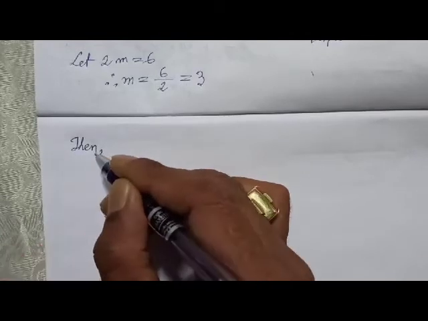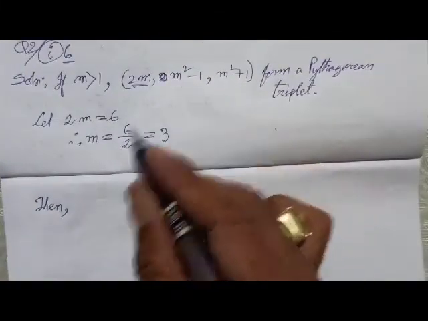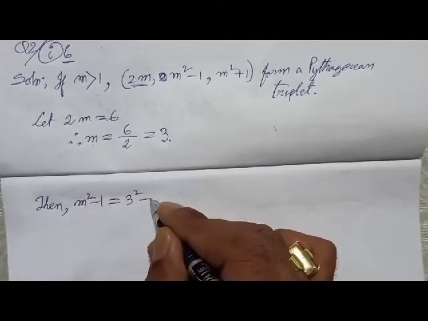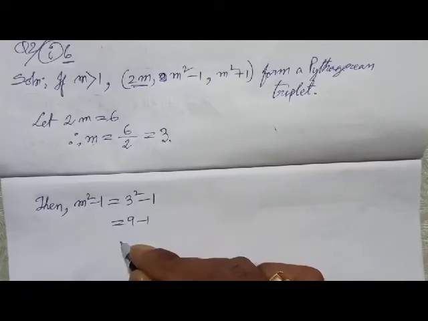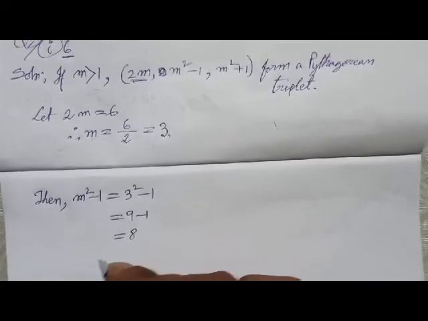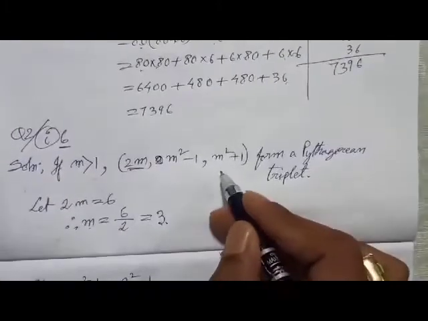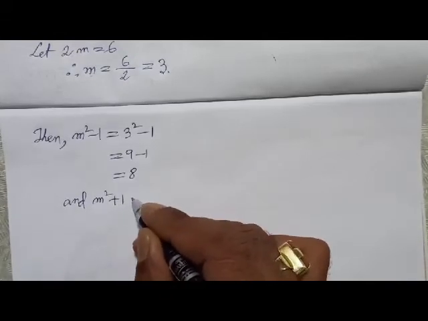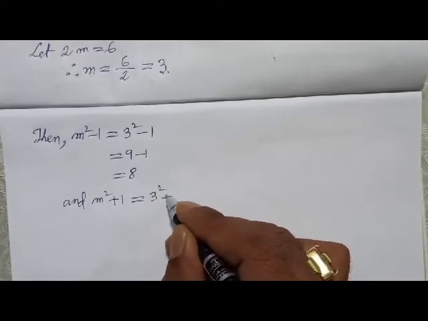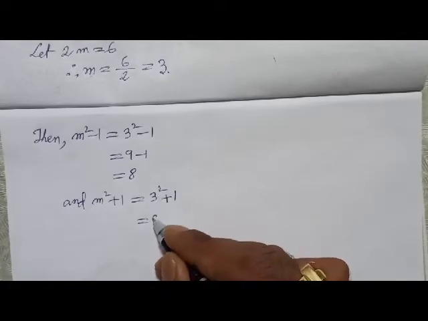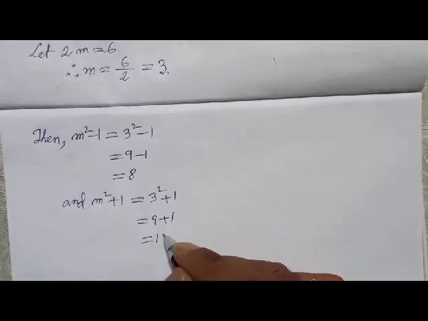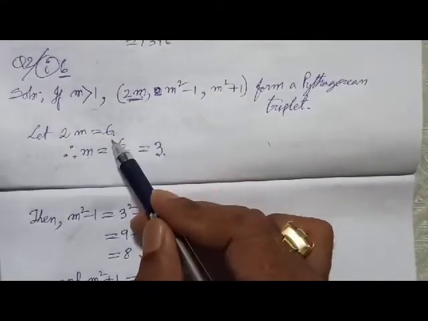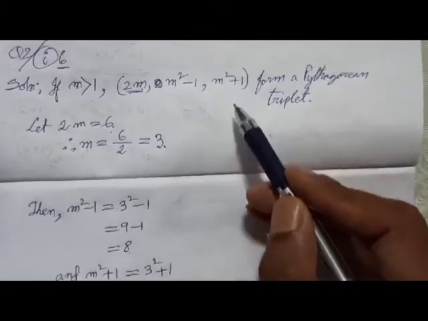Then m square minus 1 is equal to 3 square minus 1. 3 square is 9, minus 1, we get 8. And m square plus 1 is equal to 3 square plus 1, 3 square is 9, plus 1, we get 10. So 2m is 6, m square minus 1 is 8, and m square plus 1 is 10.